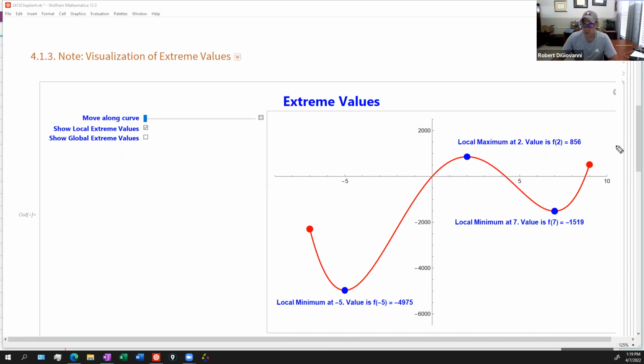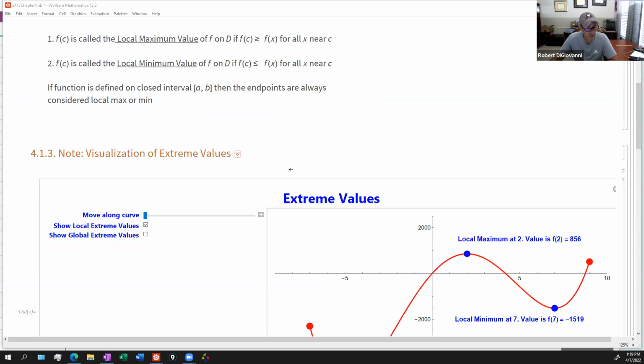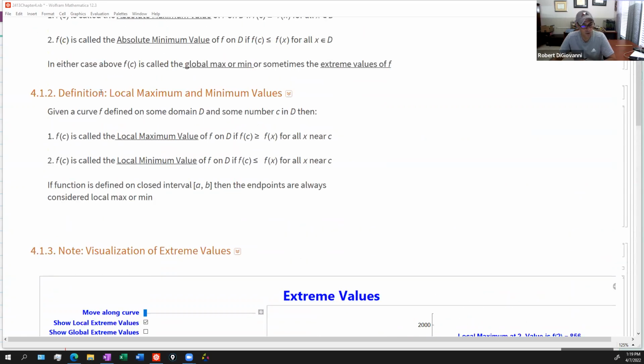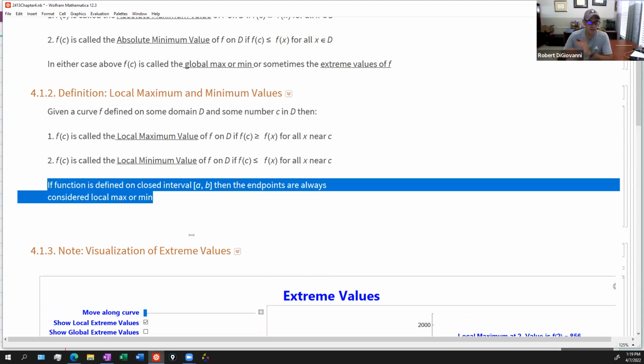Now, what about the 2 endpoints, the 2 red endpoints? What do we do with those? Well, when I made this demonstration, I forgot to put it on here. I want you to go back and look at this definition for local maximums and minimums. If a function is defined on a closed interval, which means it has endpoints, then the endpoints are always considered local maximums or minimums, always. So I forgot to put that in my picture when I put this together.